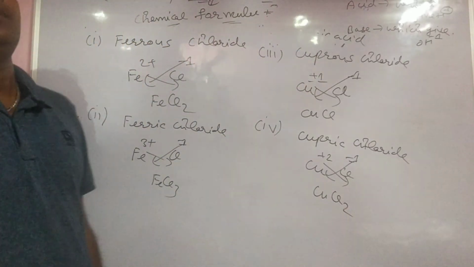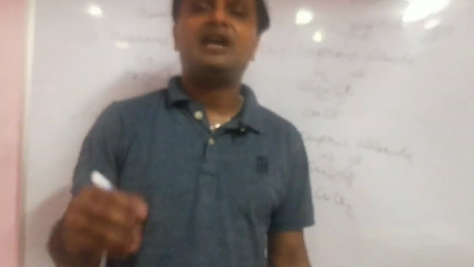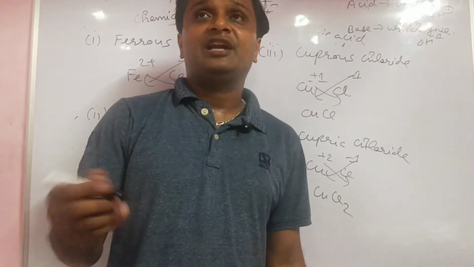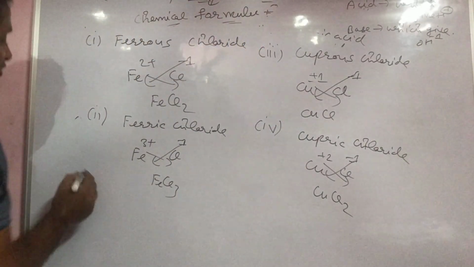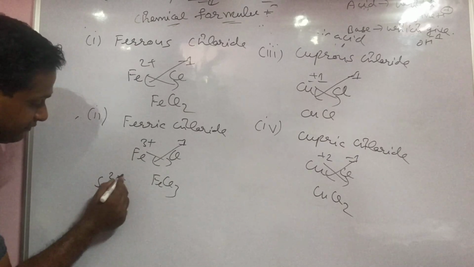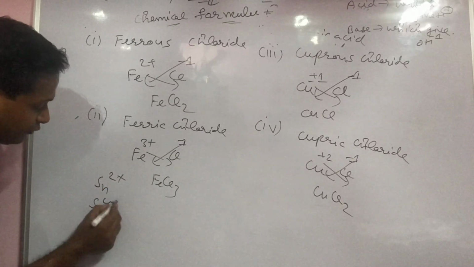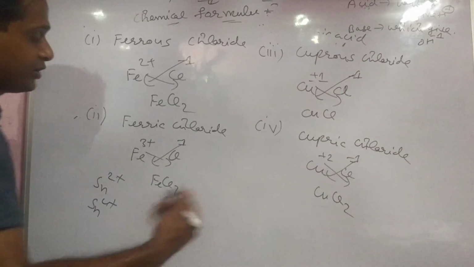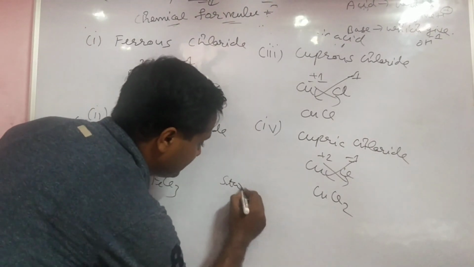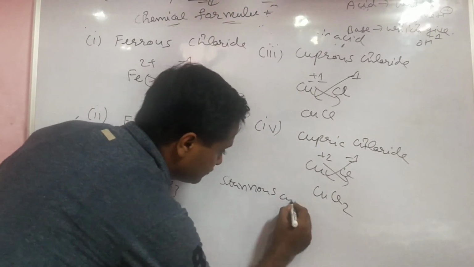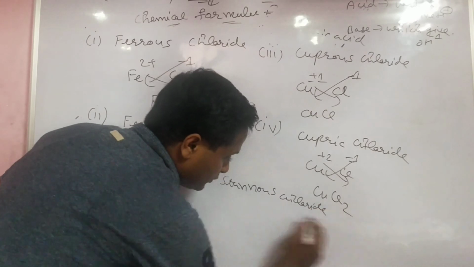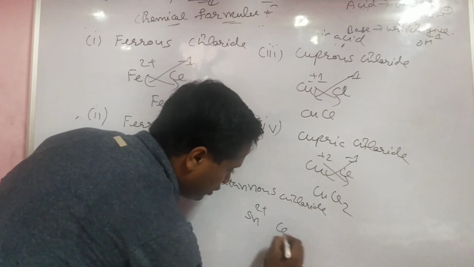A lot of other examples also: ferrous, ferric, stannous, stannic. For example, stannous is Sn2 positive. Stannic is Sn4 positive, using chloride. For example, if you try to make stannous chloride, you put Sn2 positive and chlorine 1 negative.